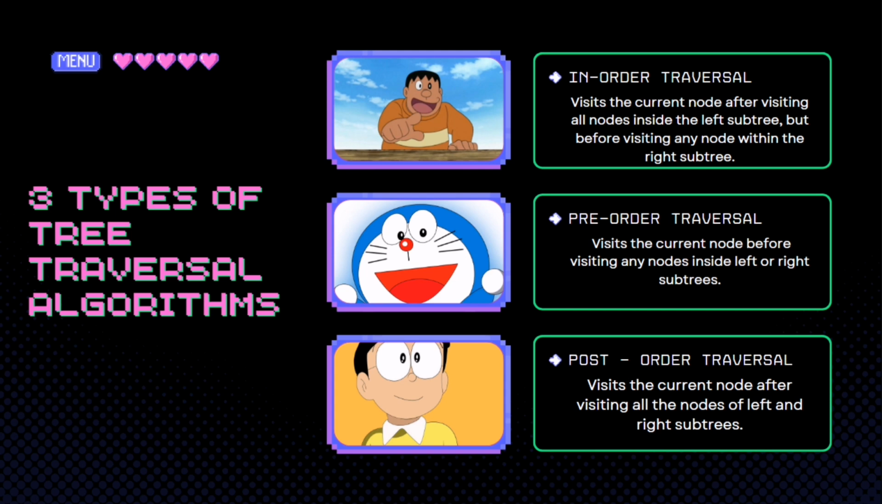So first is in-order traversal, which visits the current node after visiting all nodes inside the left subtree but before visiting any node within the right subtree. The next one is the pre-order traversal. Visit the current node before visiting any nodes inside the left or right subtree. The last one is the post-order traversal, visiting the current node after visiting all nodes of the left and right subtree. So we have two examples in the next slide.